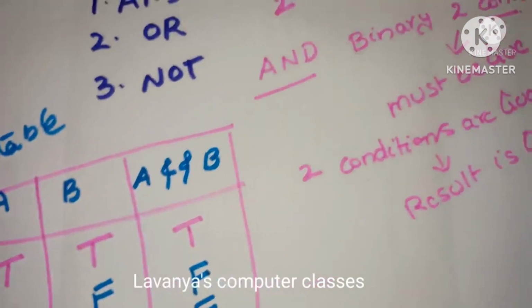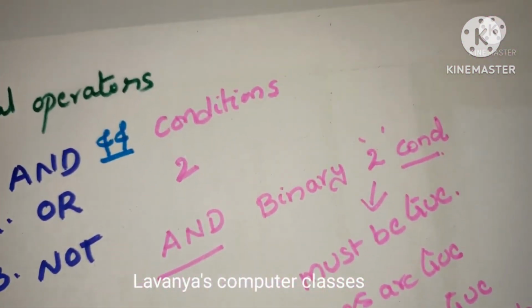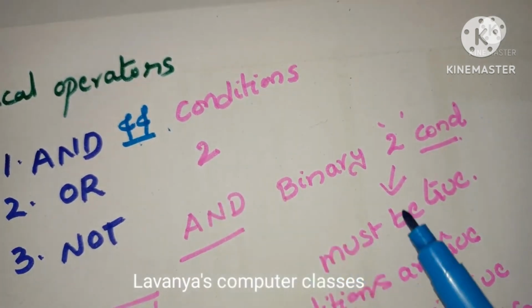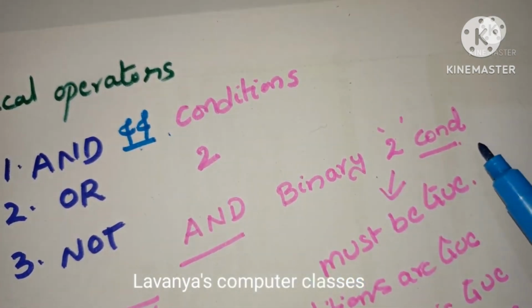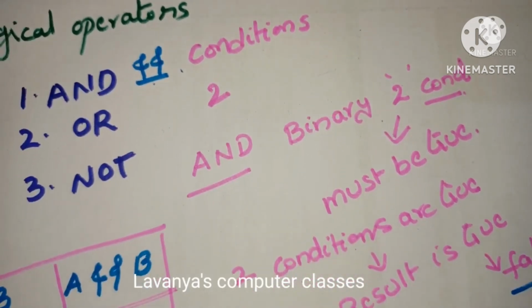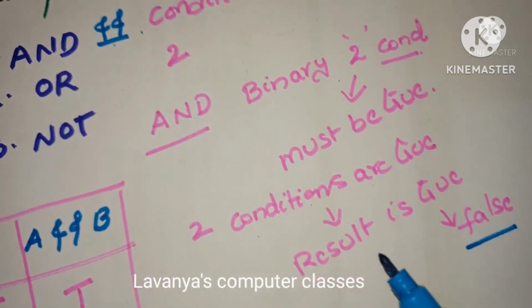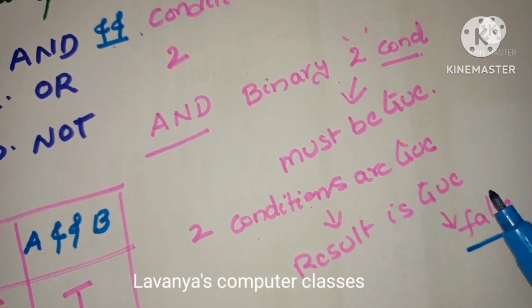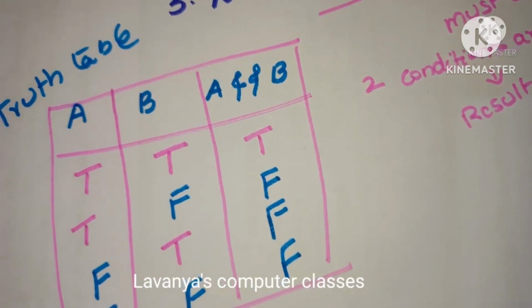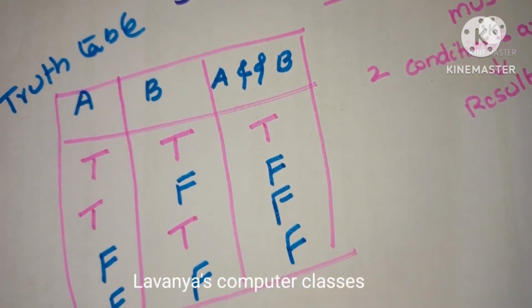So what does the logical AND operator mean? First, the representation symbol of the logical AND operator is the double ampersand. It is a binary operator. It is used between two conditions. All the conditions must be true. If the result of all the conditions is true, then only the result is true. Otherwise, the result is false. So this is called the truth table of the logical AND operator.